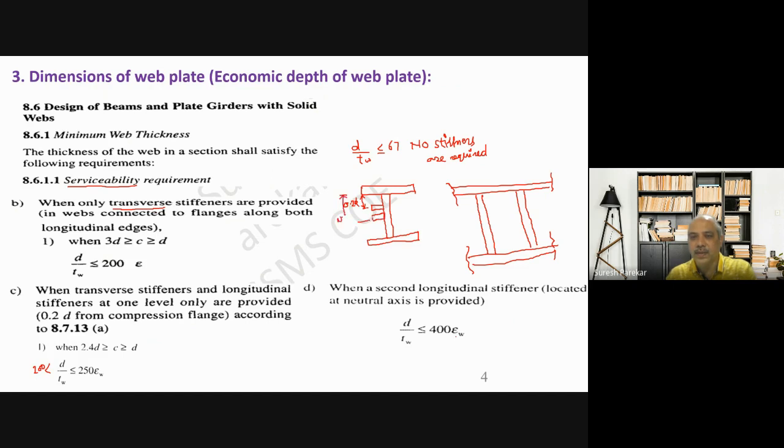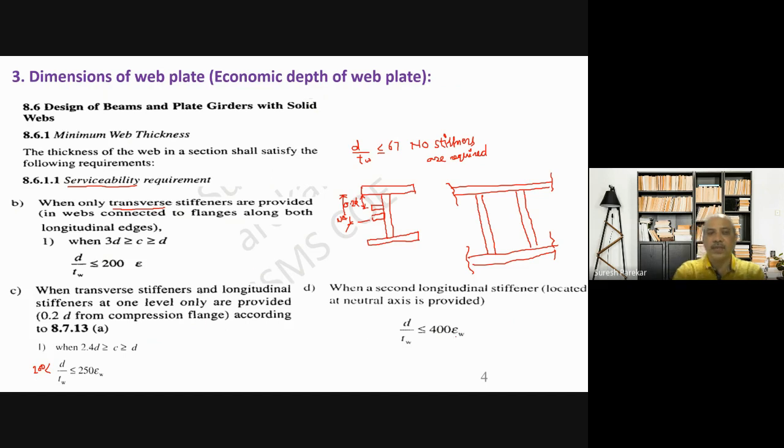Neutral axis. And if we have this also, then we have d by tw less than or equal to 400. So we have these criteria to decide the dimensions of the web plate. Now you may think, then how will we use this?